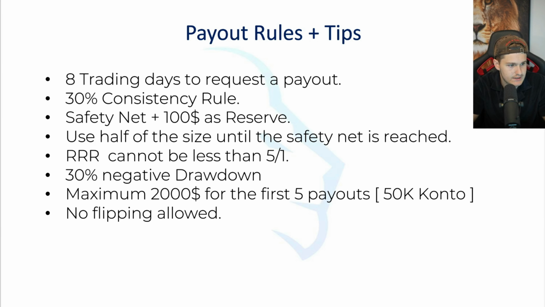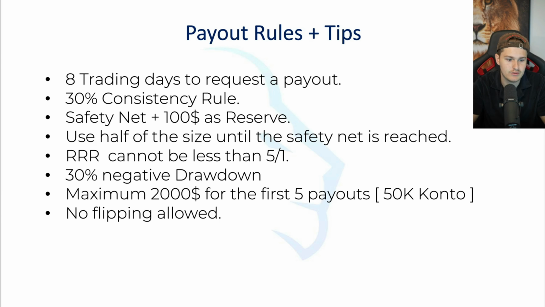Third point is the safety net plus $100 as a reserve. The trading drawdown is a safety net which goes up when we have profitable trades and then is locked at 50,000 plus 100 as reserve, so 50,100. And if you lose some trades and get back to your initial balance again, let's say 50,000 or 50,100 in this case, your account would also be liquidated. So even if you didn't lose money because you are still $100 profitable, your account would be liquidated. So have this in mind, always adjust your positions. Use half of the size until the safety net is reached and don't over leverage.